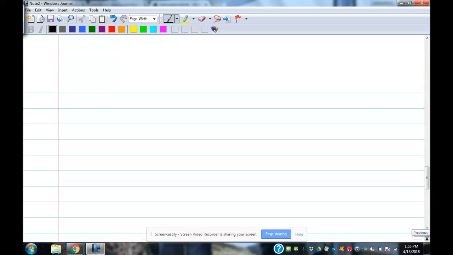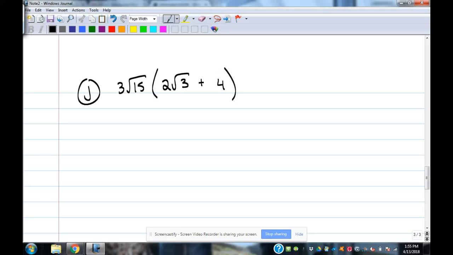Let's combine multiplication with addition and subtraction. 3 radical 15, parentheses, 2 radical 3, plus 4. What property does that look like? Distributive. How do you distribute a radical? What happens when you distribute this to that one? You're multiplying, right? So we're multiplying 3 radical 15 times 2 radical 3. So that would be 6 radical what? 45.